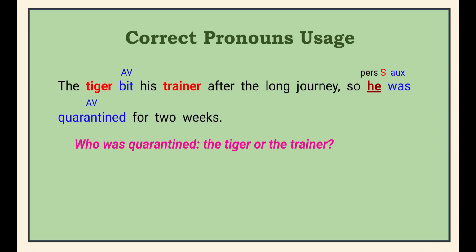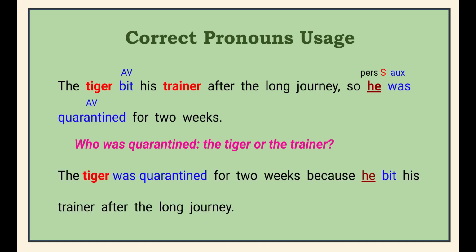The tiger bit his trainer after the long journey, so he was quarantined for 2 weeks. The problem here is that we don't know who was quarantined, he or the trainer. To whom is our personal pronoun he referring? So I've restructured the sentence entirely. The tiger was quarantined for 2 weeks because he bit his trainer after the long journey. Sometimes it's not a matter of substituting different words, but restructuring sentences.